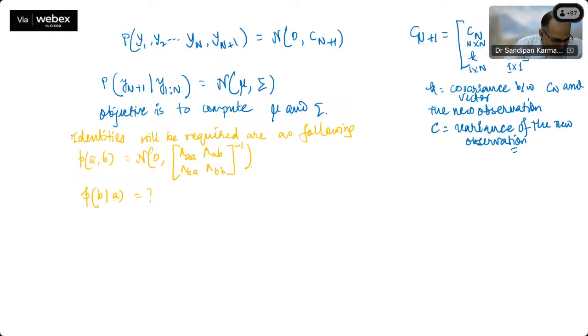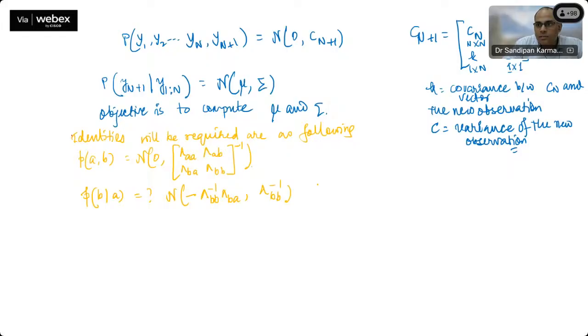So what is this P of B given A? From the joint distribution we have to find this particular conditional distribution. I am writing the final result. The normal distribution will have mean gamma BB inverse gamma BA, and variance gamma BB inverse.